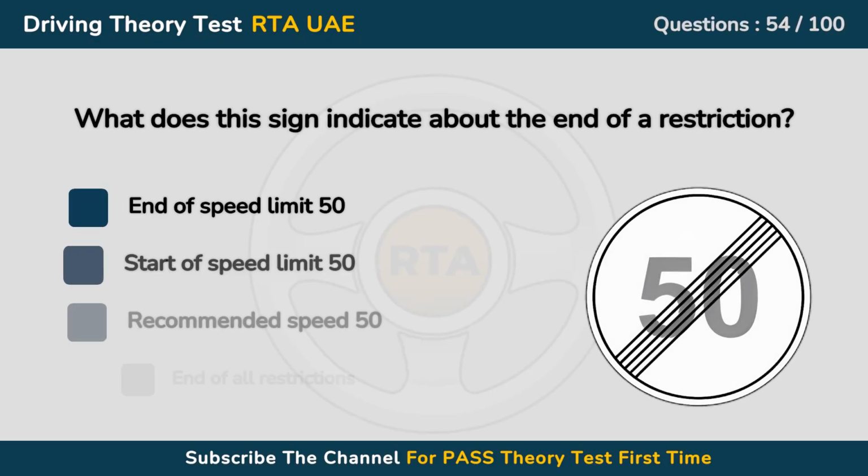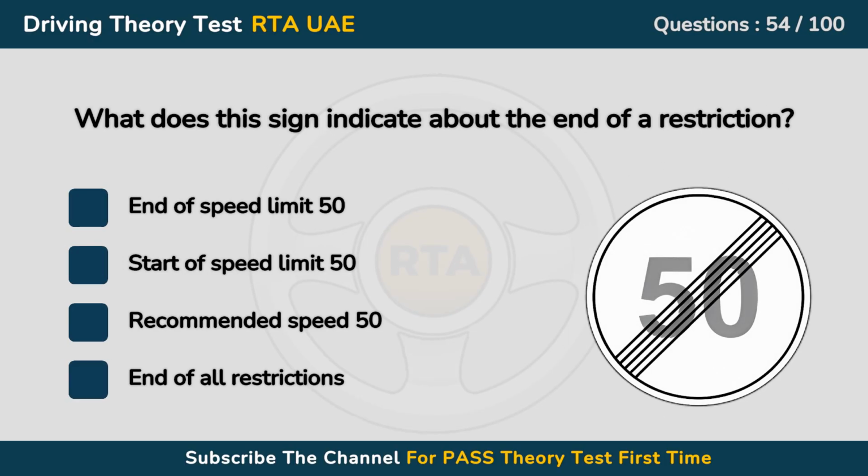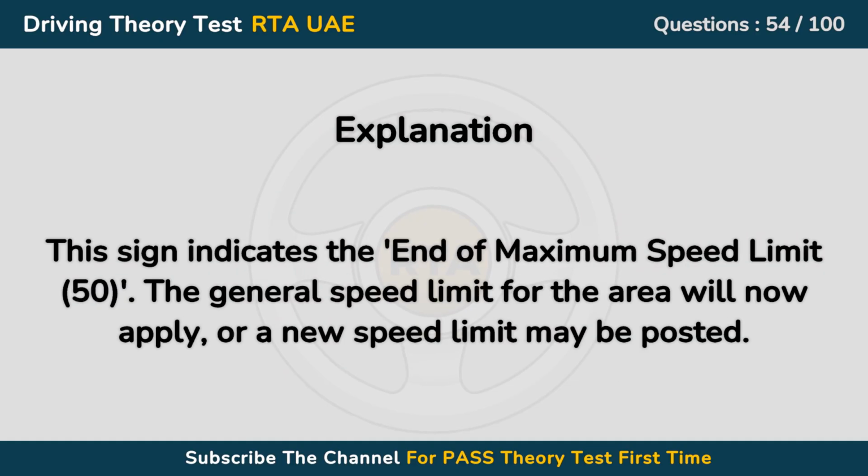Question 54. What does this sign indicate about the end of a restriction? A. End of speed limit 50. B. Start of speed limit 50. C. Recommended speed 50. D. End of all restrictions. Answers is A. End of speed limit 50. This sign indicates the end of maximum speed limit 50. The general speed limit for the area will now apply, or a new speed limit may be posted.